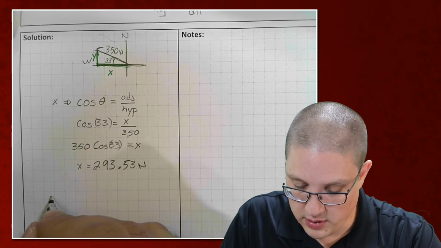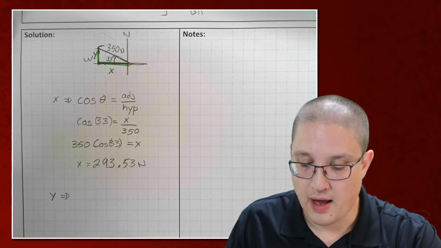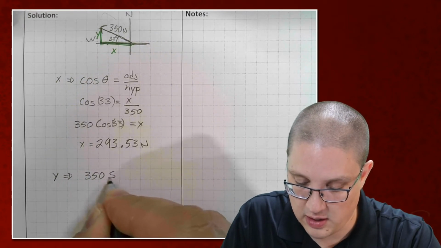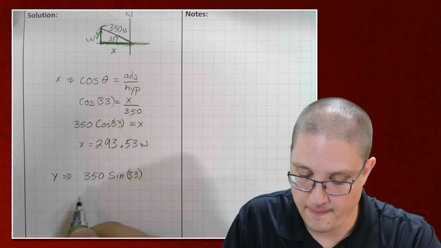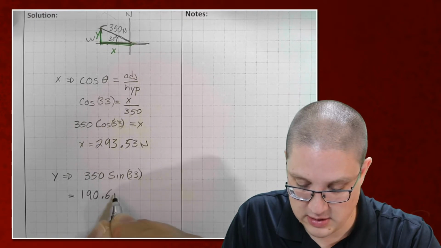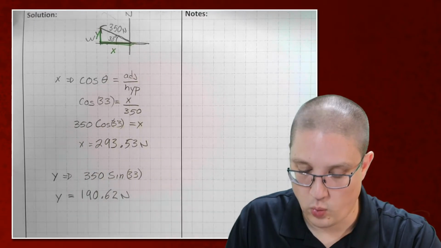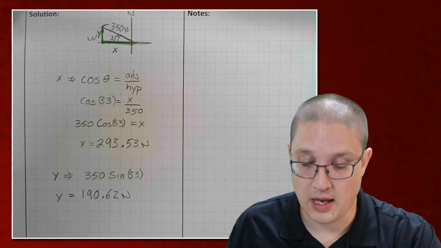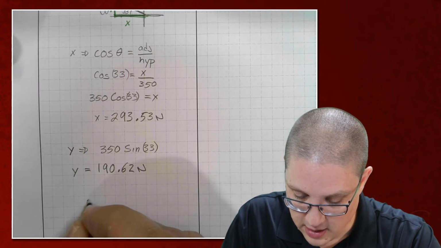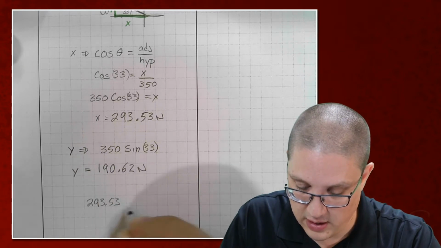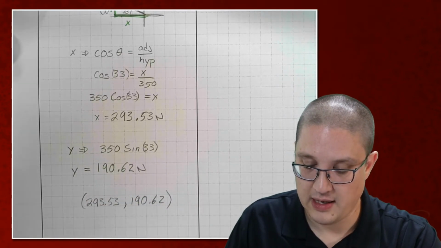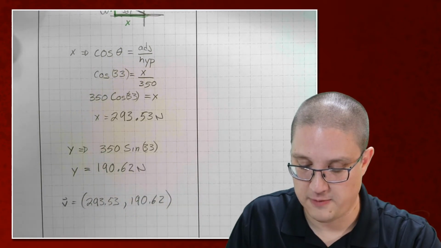All right, my y component, similarly, I know that I'm going to need sine, but I'm going to shortcut the algebra a little bit and just write this as 350 sine 33, which works out in my case here to 190.62 newtons. So that's my y component. So I can now write the vector that I started with in component notation as 293.53, comma, 190.62. So that is my resultant vector here in this case.